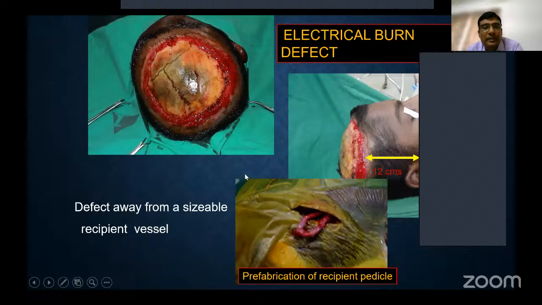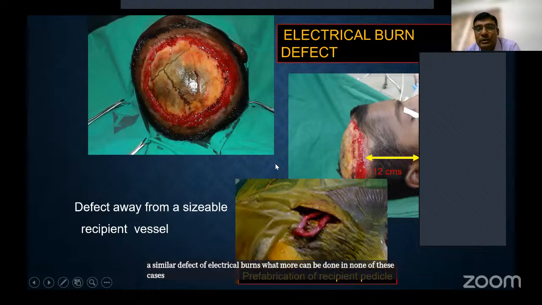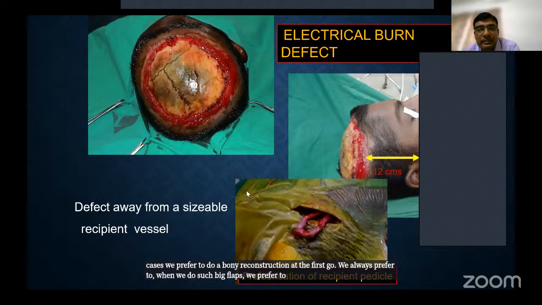A similar defect of electrical burns. What more can be done? In none of these cases do we prefer to do a bony reconstruction at the first go. When we do such big flaps, we always prefer to do it in a second stage.